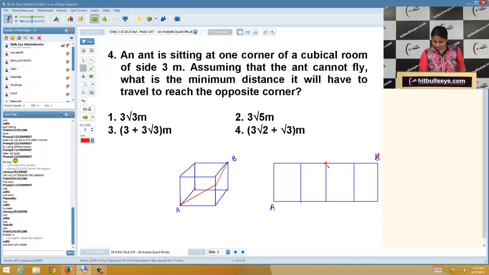sorry, B should be here, because it is a case of 2 faces only. So we want to calculate AB. Now the side given was 3.